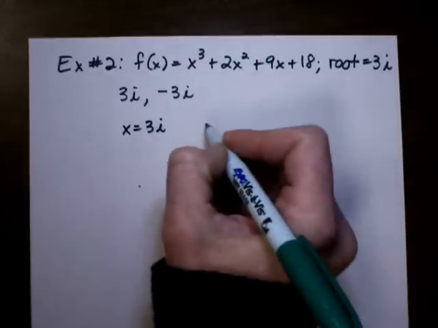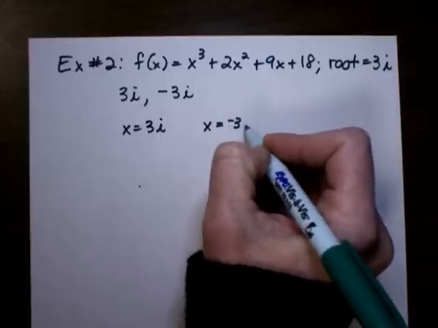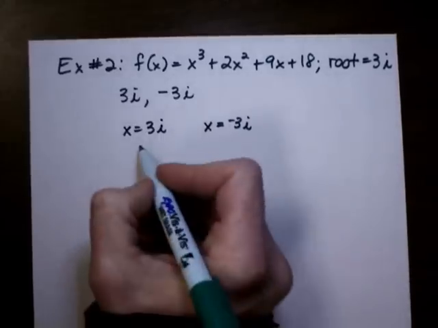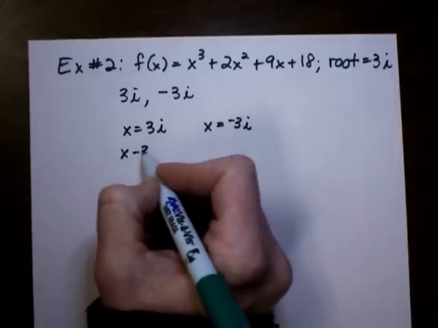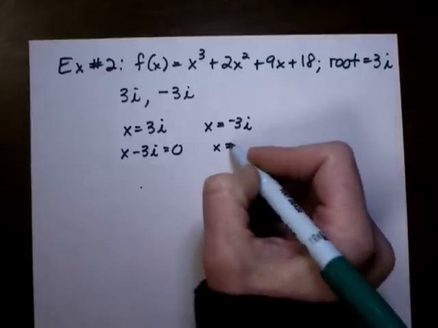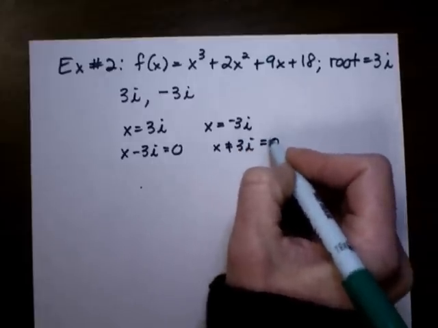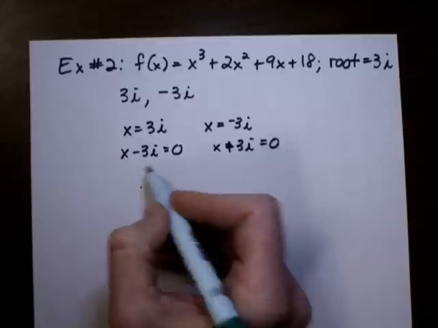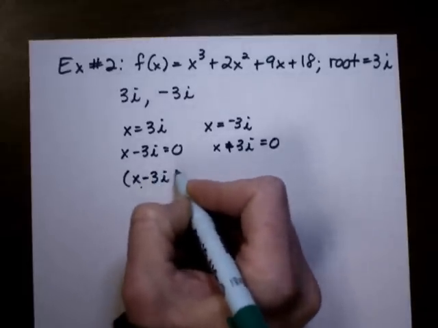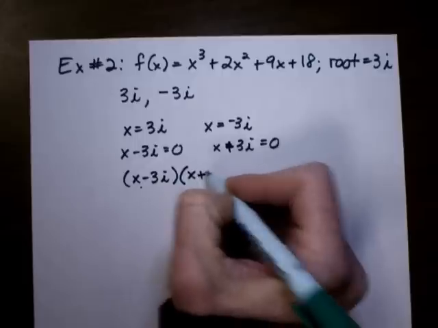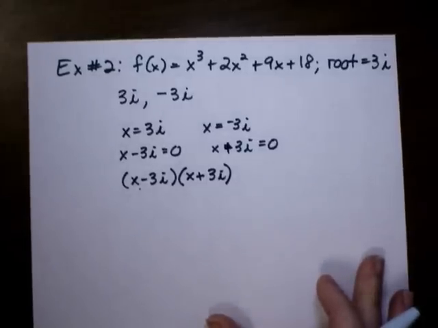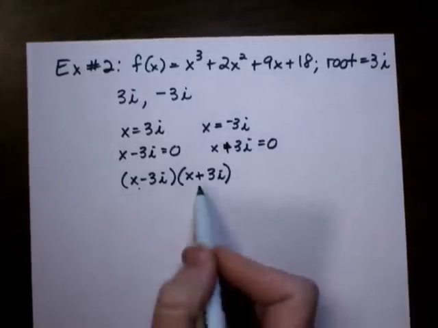And remember, a root is a solution, so I can just say that's really what x equals. X equals 3i and x equals negative 3i. If I make each of these equal to 0 by subtracting, oops, it's going to come up plus 3i. Okay, I've turned my 2 solutions into factors. So we will write them as factors, and we know if we multiply them together, we will get a quadratic. Alright, so that's what we're going to do. We're going to FOIL.